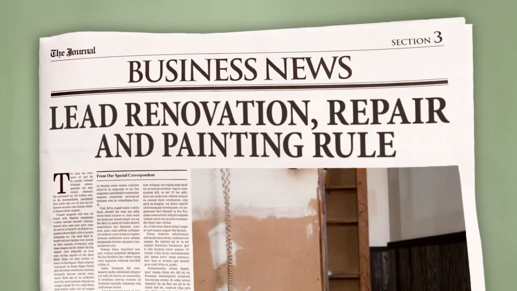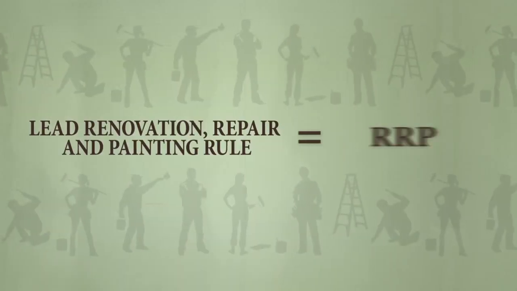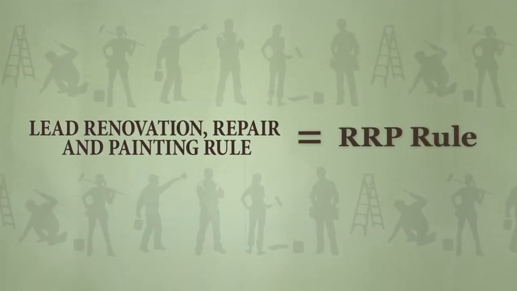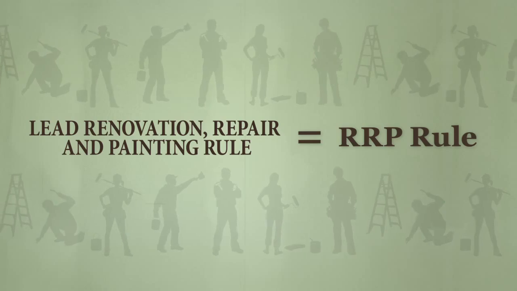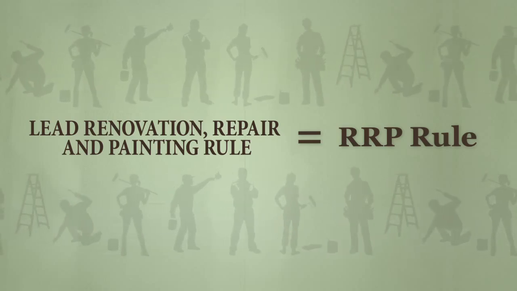You may know that in 2008, EPA issued the Lead Renovation, Repair, and Painting Rule, often referred to as the RRP Rule. The rule requires renovation firms to be certified by EPA or by an EPA-approved state. EPA also requires that these firms use individuals who are trained in lead-safe work practices. Individuals must pass a one-day training course in lead-safe work practices to become certified renovators.